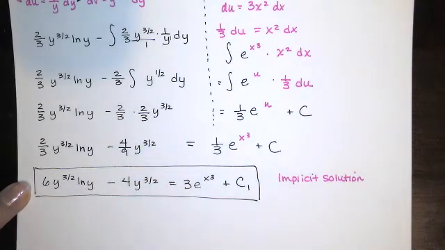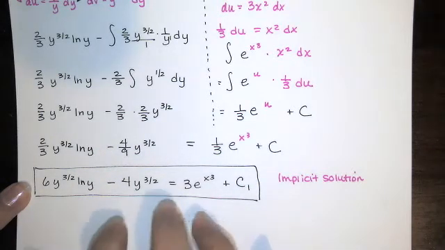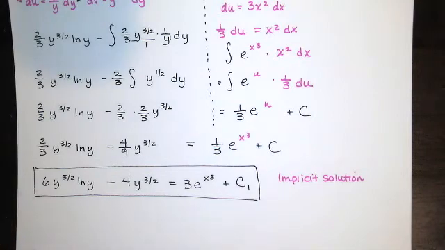To get rid of logs, I could use the base e, the natural base. But then I'm going to have a little term like this, raised to, it's going to be e to that power at some point. Yeah, it's just going to be pretty messy if I wanted to solve this for y. So we're just going to call this an implicit solution of the differential equation.